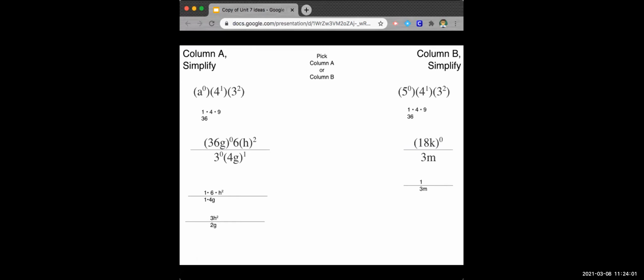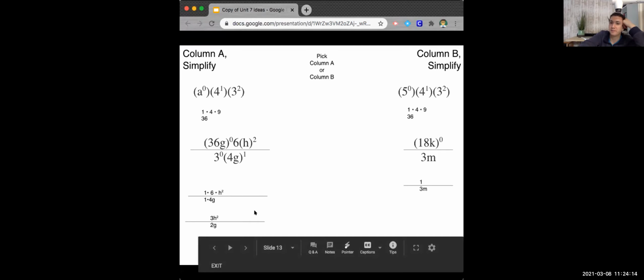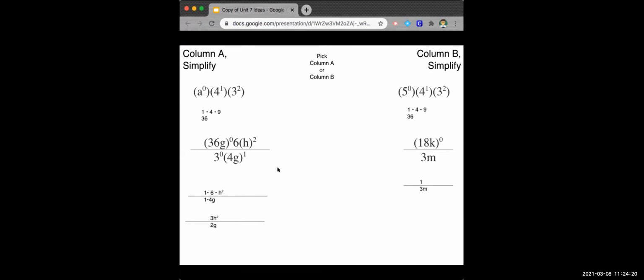I didn't get the answer for column A, the second one. Me too. I got 36h squared divided by 4g. Yeah, so let's talk about that one for a little bit. I just forgot the h squared. Do we have to simplify our answer every time? Yes. Okay. So some things to point out there.